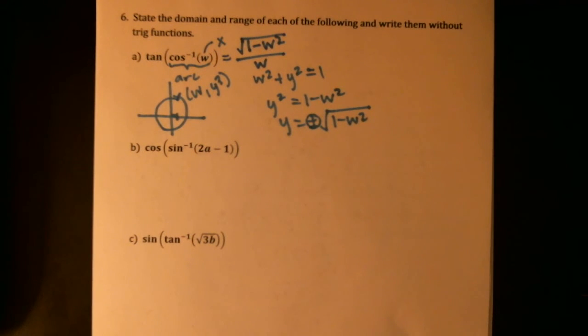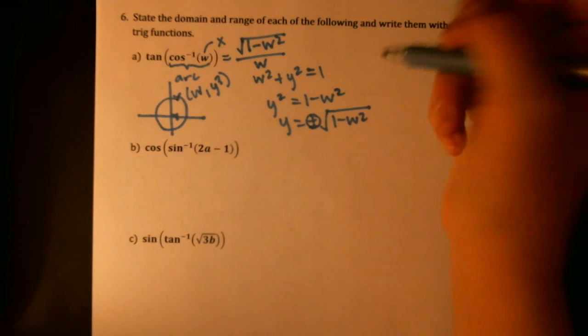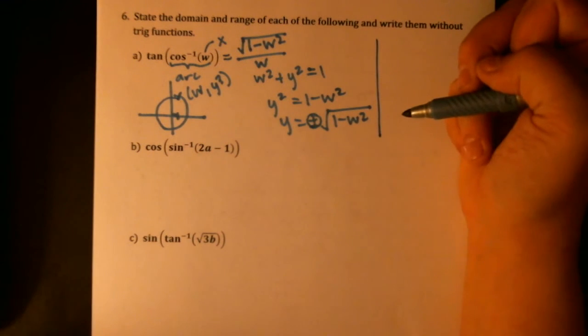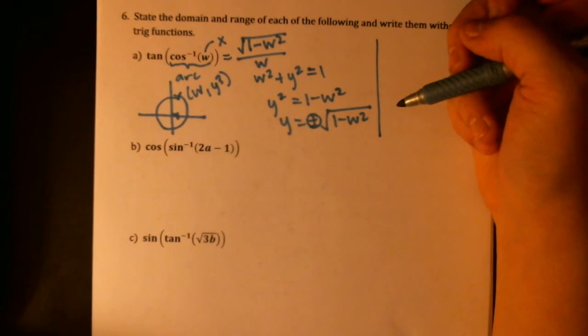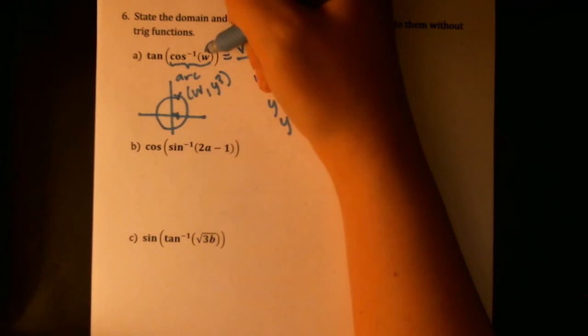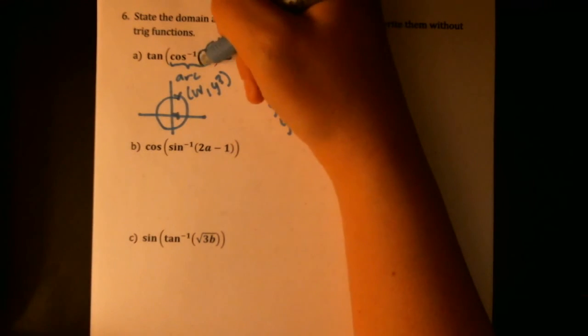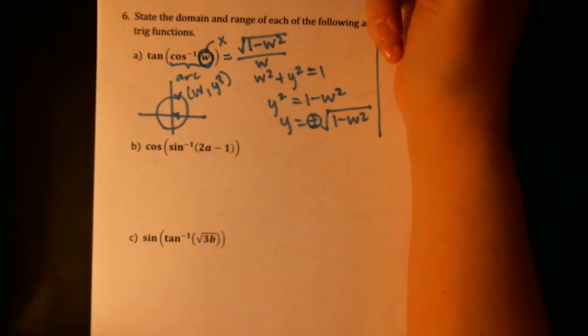Okay, so there's the algebra for writing it without any trig or inverse trig functions. The other question was, excuse me, what is your domain and range? So domain is asking about what the values of w could be.